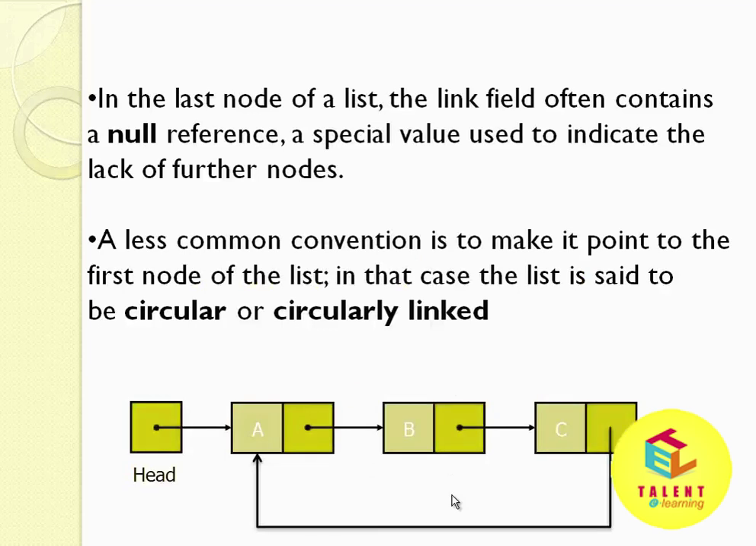In the last node of a list, the link field often contains a null reference, a special value used to indicate the lack of further nodes. A less common convention is used to make it point to the first node of the list. In that case, the list is said to be circular or circularly linked. Here the structure of the node remains unchanged as it was in a singly linked list. This is a logical representation of a circular linked list.